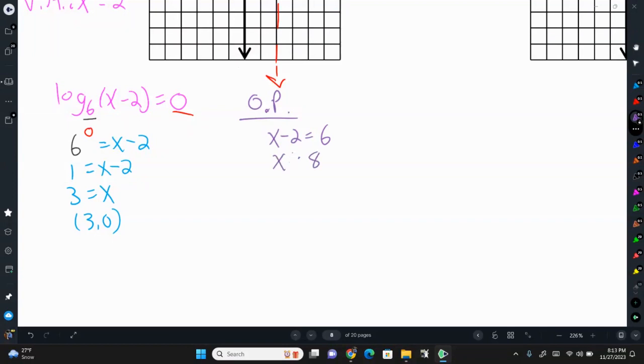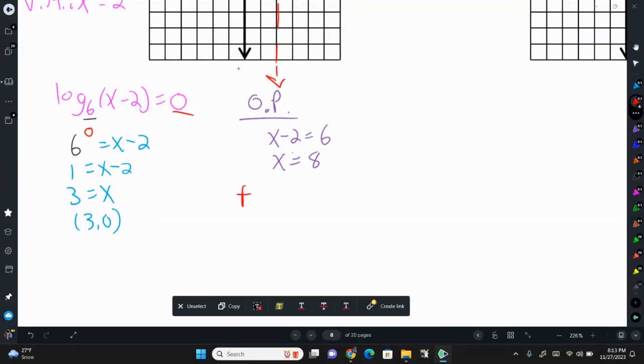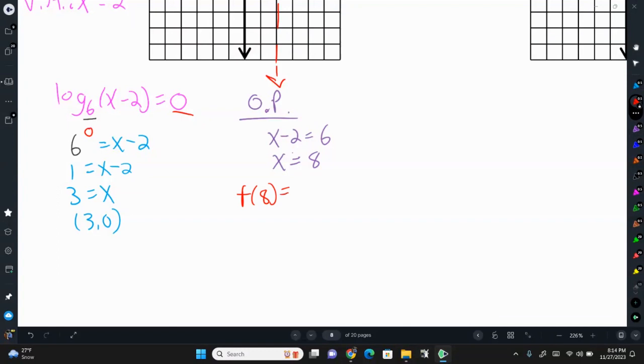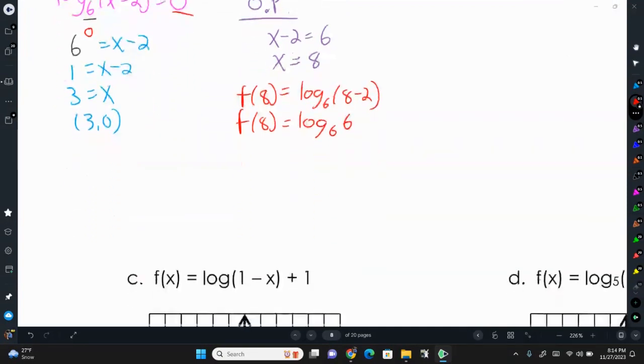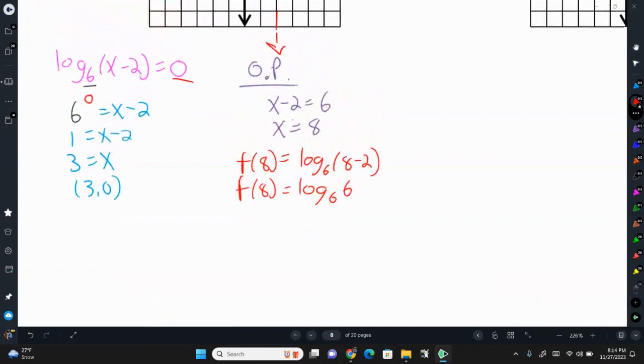So I'm going to substitute 8 into my original function. So f of 8 is equal to log base 6 of 8 minus 2. So you have f of 8 is equal to log base 6 of 6, which we know is equal to 1. So f of 8 is equal to 1. So our second point is 8, 1.